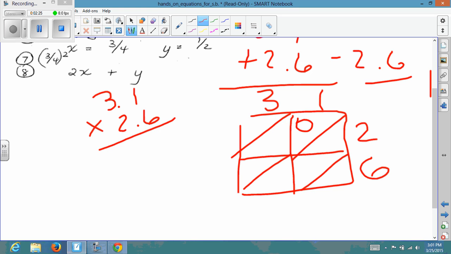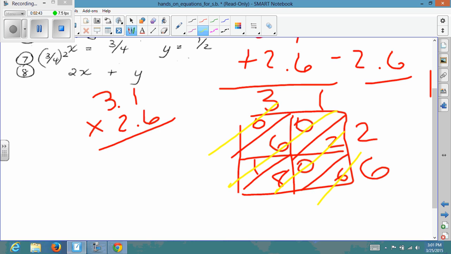So 1 and 2, that's 2. 3 and 2, that's 6. And remember, you've got to put a 0 in to hold that box open if you need to. And then 6, and then 18. And then with these problems, you add on the diagonal. So we're going to add like this and get your answer.